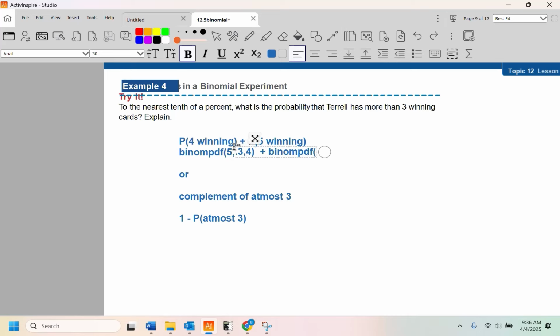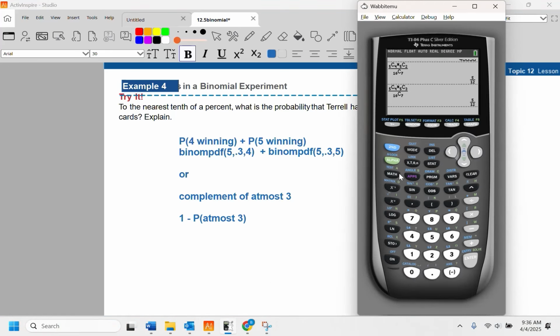Now, I don't remember doing these notes before we had the day off, so I don't know if I've talked about binomial PDF at this point in time or not. I really don't.